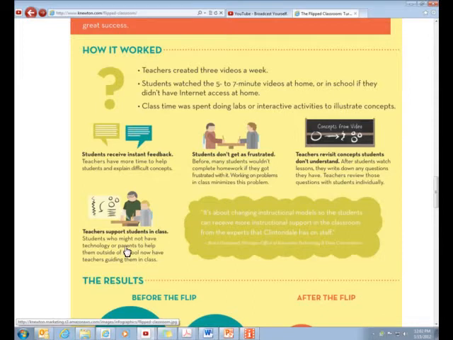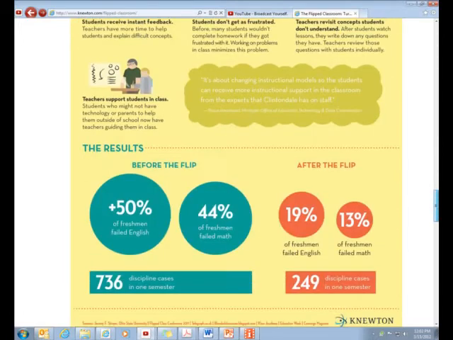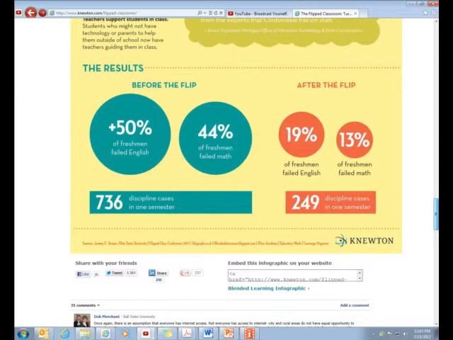They experimented with this extensively at Clintondale High School, and even though these results are anecdotal and specific to one school, I think that they're impressive. So let's talk about them. Before the flip, 50% of high school freshmen failed English. Before the flip, 44% of high school freshmen failed math. After the flip, 19% of freshmen failed English, and 13% of freshmen failed math.